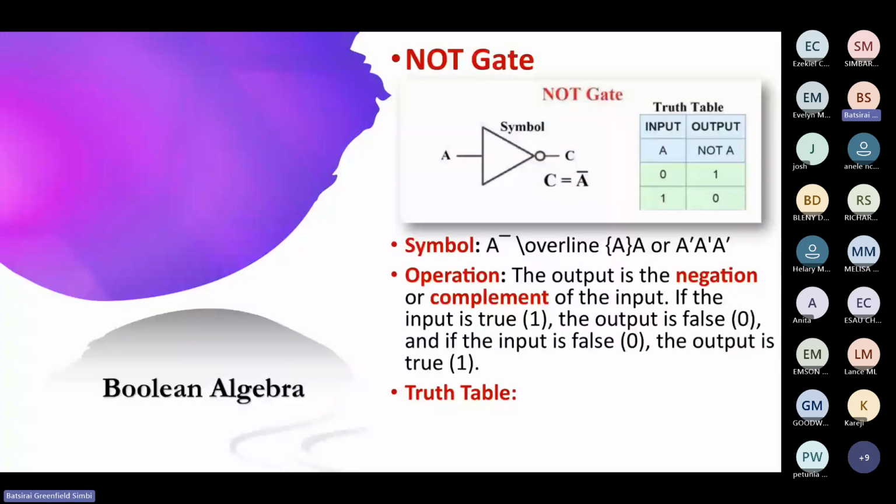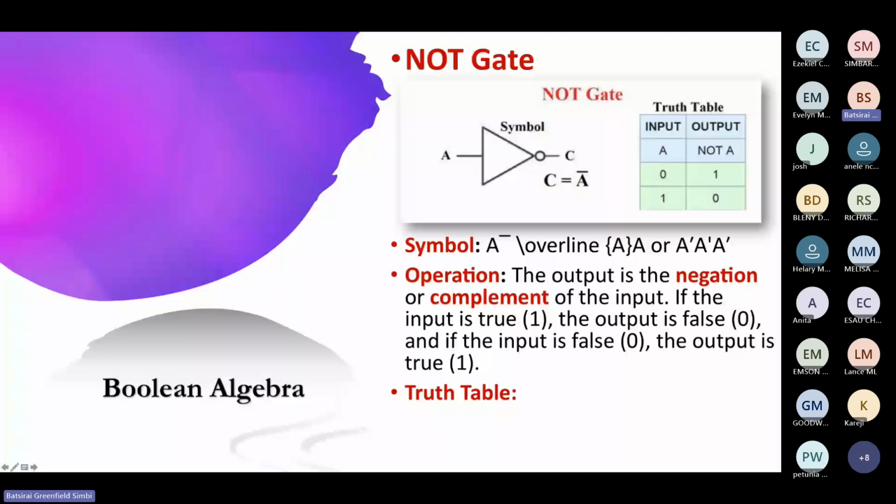Then we have a NOT gate. A NOT gate has a triangle and this small circle here, so it represents a NOT gate. For this symbol, we have A and C, where C equals A, but now, because there's this NOT gate, it's no longer A, it's now A NOT, or A negation. So the output is the negation, the complement, of the input. It means if we have 0 here, we have an output of 1. If we have a 1 here, we have an output of 0. So that's the NOT gate.